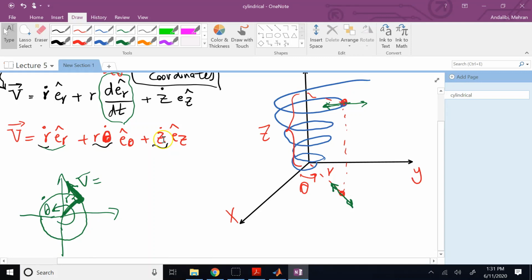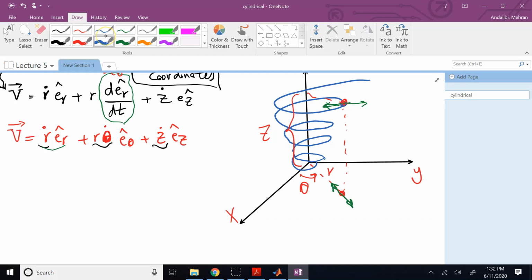This term is what? Assume that you do not rotate, you do not radially go inward or outward, you just go up and down. So now I guess you have the meaning of each one of these terms. So this one is the vertical velocity.